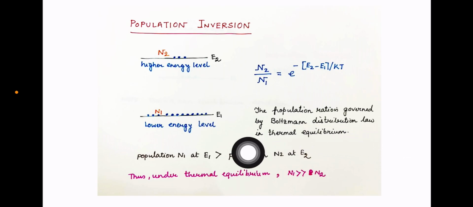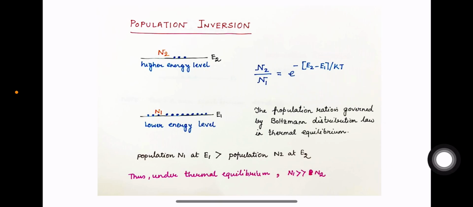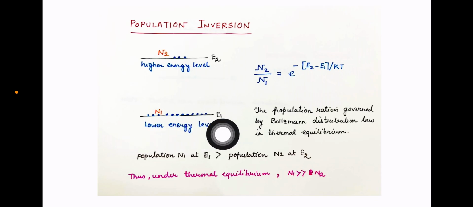So you can see here the population N1 at E1 is much greater than the population N2 at E2, which is quite evident from this ratio. That means under thermal equilibrium, remember, N1 is greater than N2. That means most of the atoms are in the lower energy level as compared to the higher energy level. So the higher energy level has a lower number of atoms.